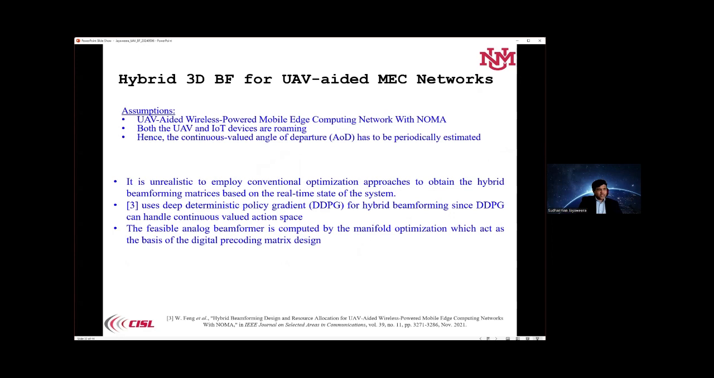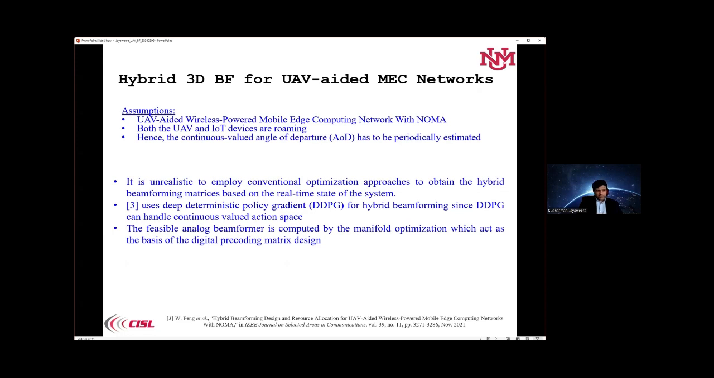Another case that is considered in the literature is the hybrid 3D beamforming for UAV-aided mobile edge computing. In this case, you have a UAV-aided wireless powered mobile edge computing network with non-orthogonal multiple access, or NOMA, and both the UAVs and the IoT devices in this case, which are the users, are roaming, and you have to keep tracking continuous valued angle of departures if you were to do the traditional beamforming.